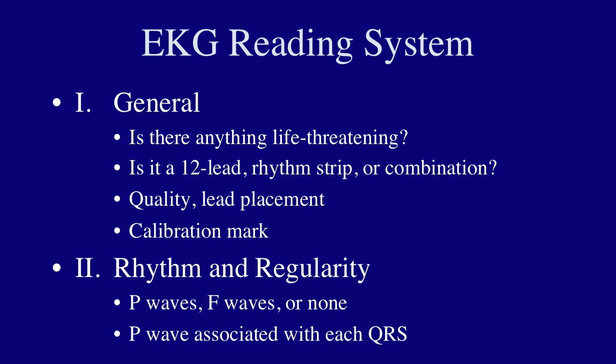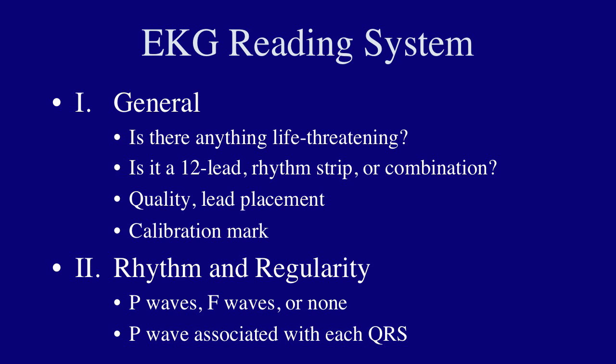Then you want to look at lead placement to make sure that the leads are on right. You can always check the patient and look at the labeled leads, but one way to do this is to look at lead 2, which should be primarily upright. In lead 2, you have an upright P wave, upright R wave, upright T wave, and that is the usual situation. So oftentimes I'll just look at lead 2 to see if it's looking right.